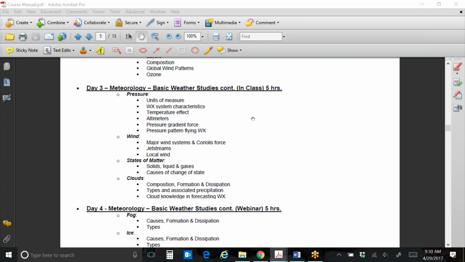Okay. So day 3, meteorology, basic weather studies continued. Today we're going to start jumping into pressure, units of measure, weather system characteristics, temperature effect, altimeters, pressure gradient force, and how all of that works. Then we'll jump into wind, states of matter, and clouds. So there's a lot of information in today's stuff.